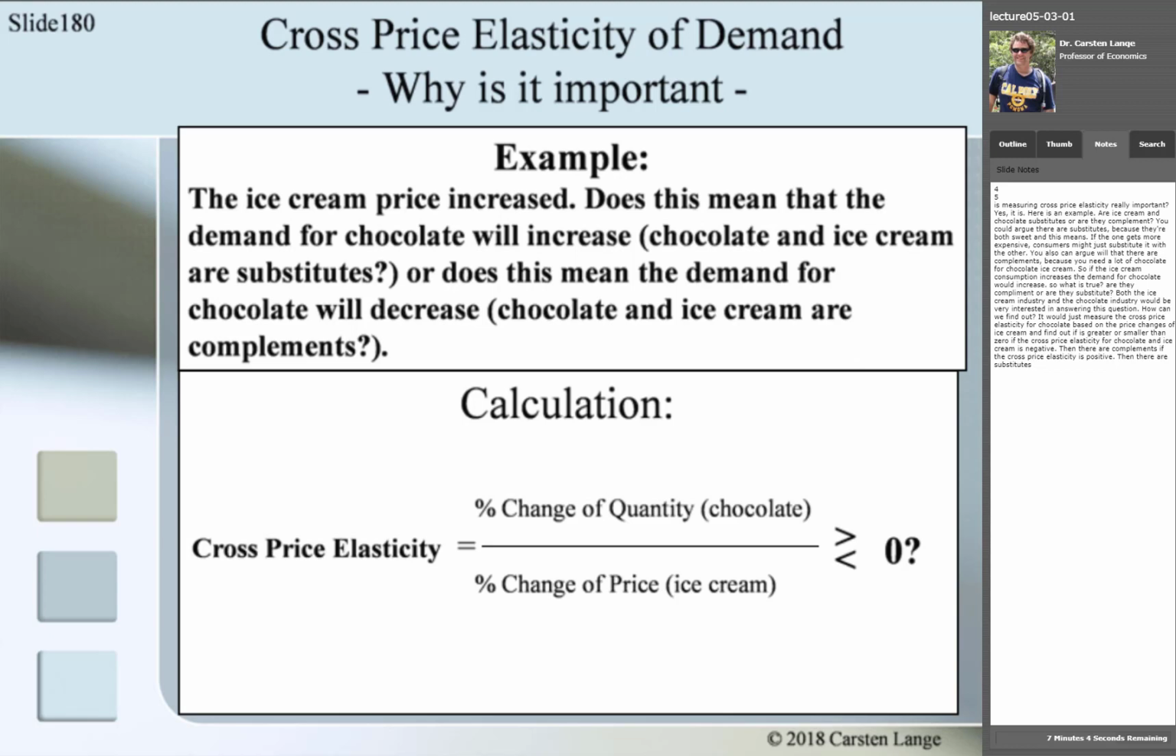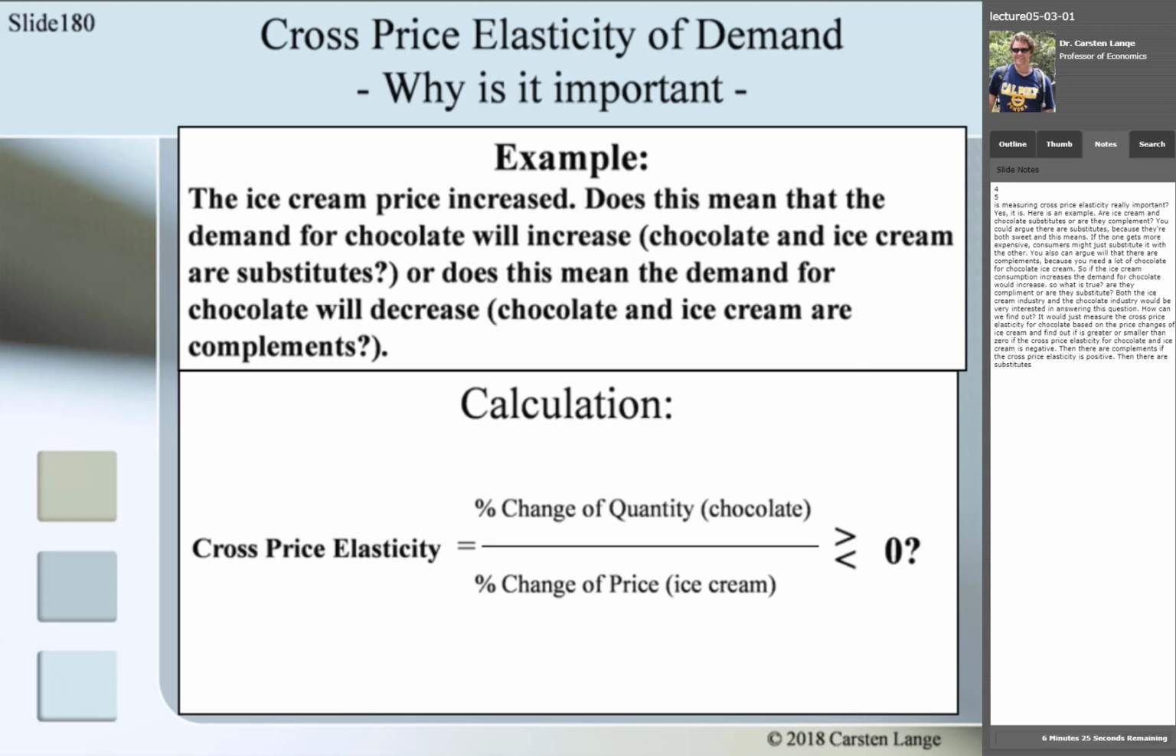Are ice cream and chocolate substitutes, or are they complements? You could argue they are substitutes because they are both sweet, and this means if the one gets more expensive, consumers might just substitute it with the other. You also can argue that they are complements because you need a lot of chocolate for chocolate ice cream. So if the ice cream consumption increases, the demand for chocolate would increase.